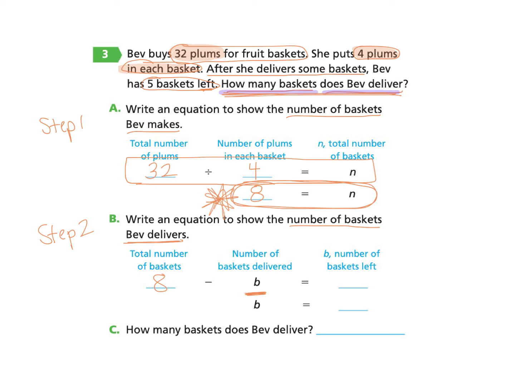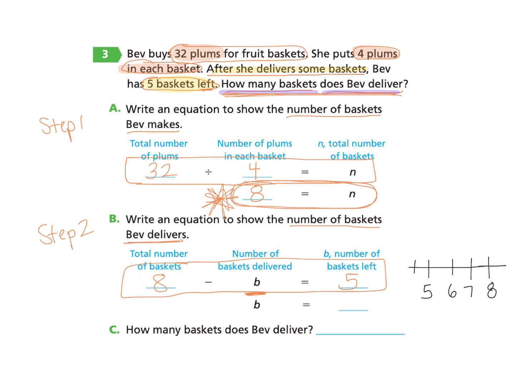Now in our word problem, they shared that after she delivered some baskets, she had 5 baskets left. So we are going to write the number of baskets left here as 5 because that's what our word problem let us know. So our equation is 8 take away B, which we don't know what that is, will give us 5. So if you'd like to pause and try this part on your own to solve for B, you can do that. I'm going to use the strategy of a number line.